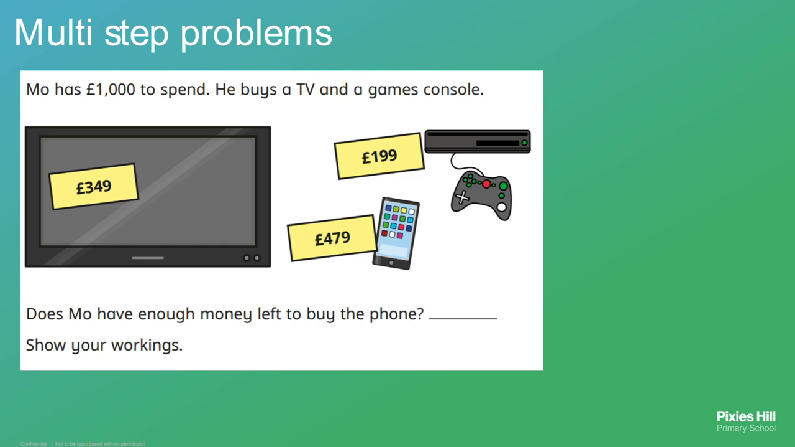We would expect the child to be able to estimate a rough answer by using rounding, to use the inverse to check their answer, and to achieve the answer by using a column method.